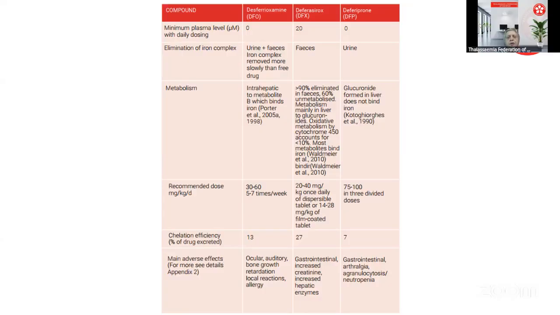Next, I think we should concentrate on the recommended dosages. Dose for desferrioxamine is 30 to 60 milligrams per kg per day. Now, in this dose, which is 30 to 60, 60 is actually the adult dose. And we rarely exceed 50 milligrams per kg per day in children up to 18 years of age.